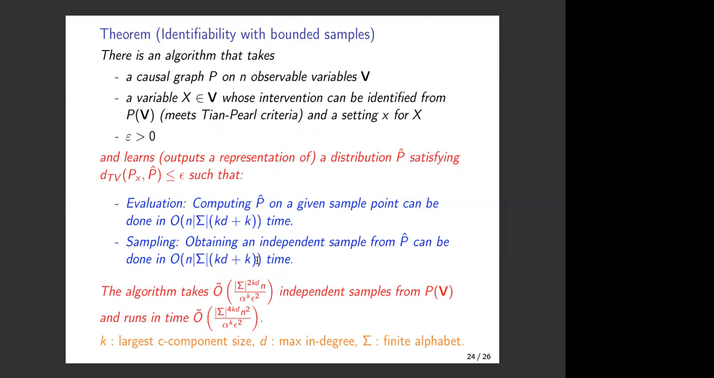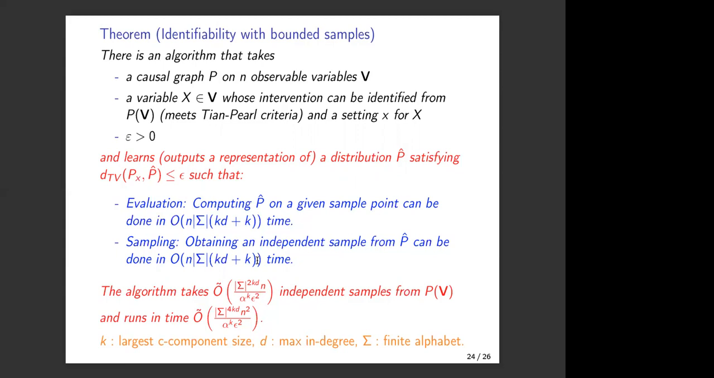So in other words, we wanted to learn this. The theorem says there is an algorithm which takes this causal graph and a variable, and suppose it meets the Tian-Pearl criteria, then you can output a representation of the distribution p hat, so that p hat and the interventional distribution p_x are epsilon close in statistical distance.